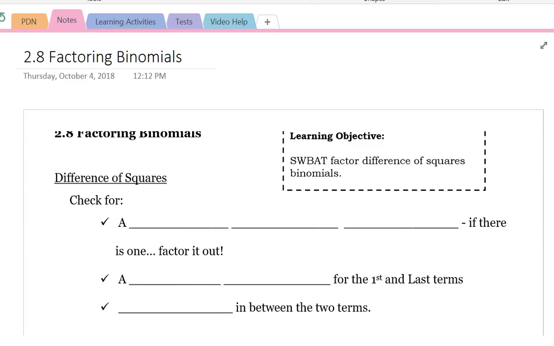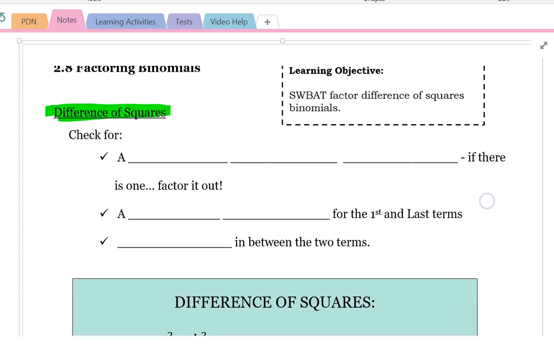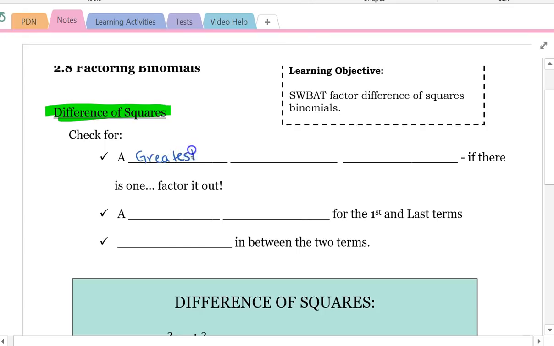Okay, so for difference of squares, we want to make sure that we're checking for three things. If you remember, we talked about that a little bit before. The three things are, first, always a greatest common factor. So if I have a greatest common factor amongst the binomial, we want to make sure that we factor that out.